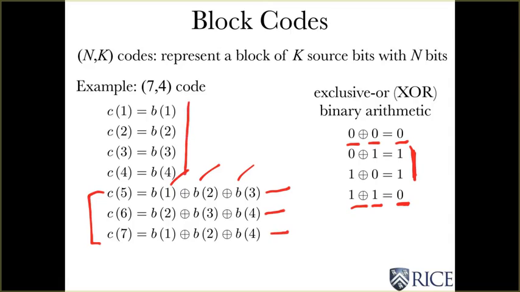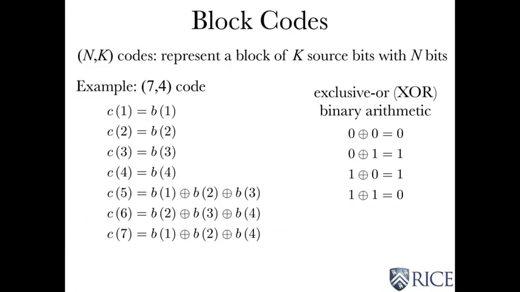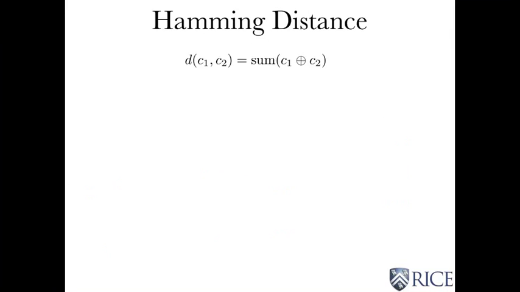We have 4 data bits coming through as they are, and then we derive 3 more bits from those. It turns out these are good bits to derive. So we have to figure out how we can prove that the code I just wrote, that 7-4 code, actually can correct errors. So we need to figure out a little bit more about error correcting codes and how to think about them.